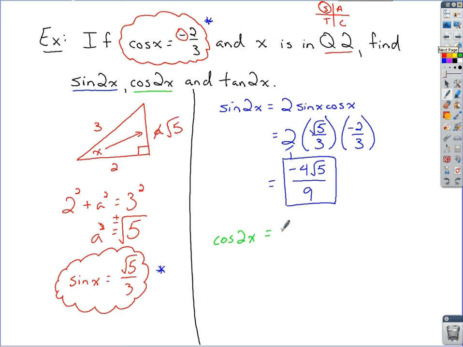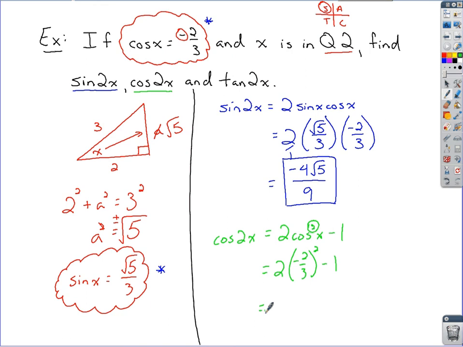So that's going to be 2 cosine squared of x minus 1, right? Cosine of x is negative 2/3. Cosine of x is being squared. So when I plug this in, it's 2 times negative 2/3 squared minus 1. Just a matter of following some order of operations now.